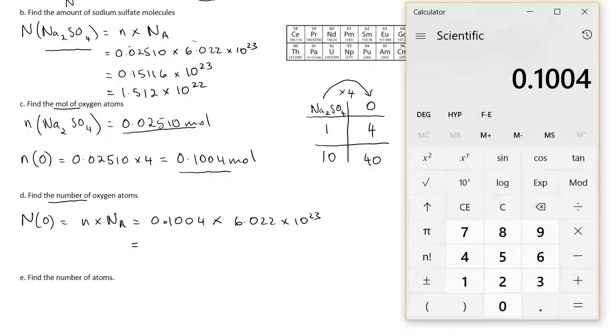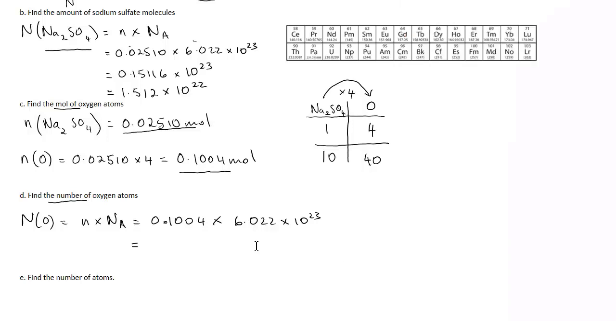Okay, so that means 6.022 times, that means that we have 6.046, and if I just simplify that, it means 6.046 times 10 to the 23. So that's how many oxygen atoms we have. And you can see that it's more than the amount of sodium sulfate, and that's because there's 4 times more.